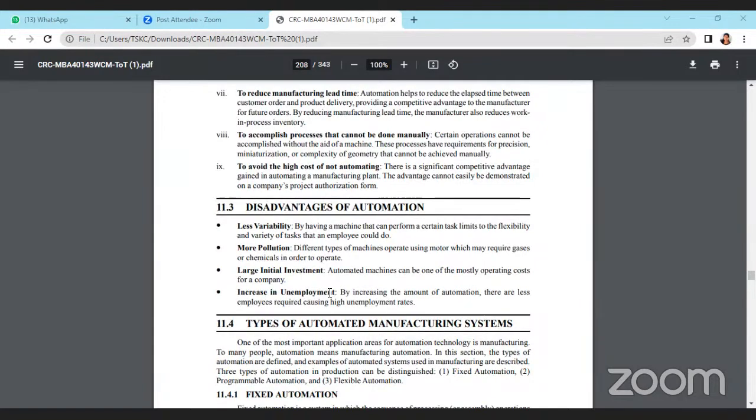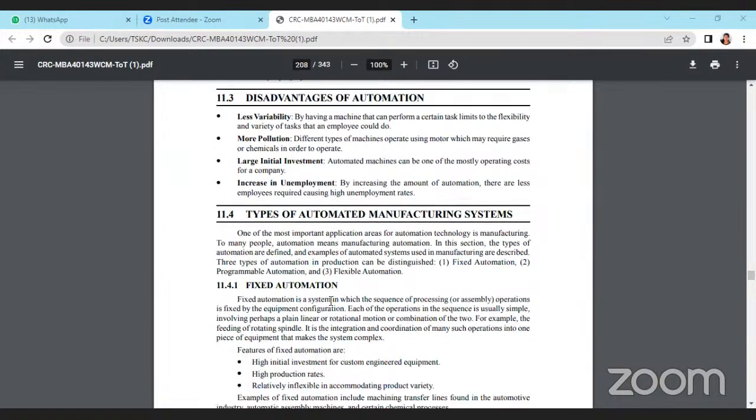And as disadvantages, we have less variability, because machines can perform only certain tasks, which limits the flexibility and variety of tasks. A larger initial investment is required, because machines can be one of the most costly operating costs, involving more operating cost for a company. It also increases unemployment. That is a perception given by this book: with more automation we require fewer employees, which will cause high unemployment rates.